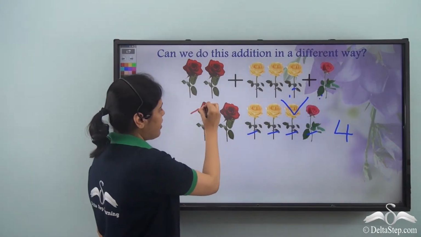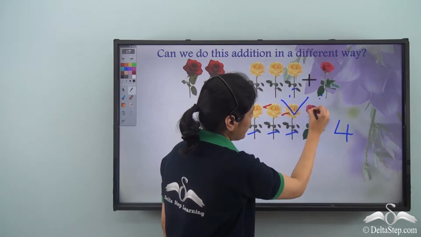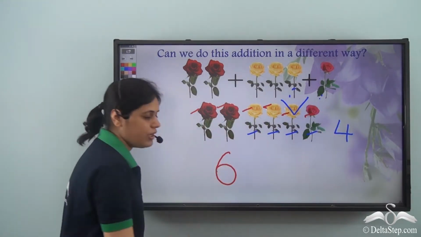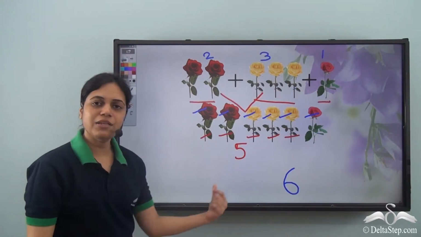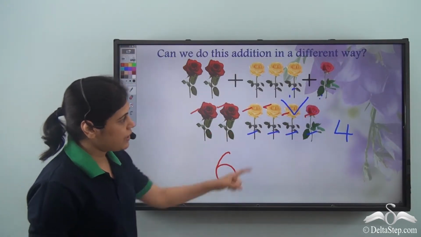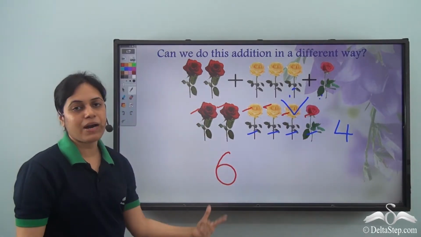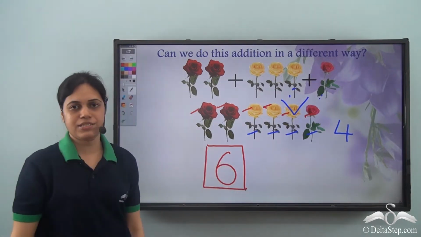So we have 1, 2, 3, 4, 5, 6. 6 roses in total, which is what we had in the previous case. So this time, even when we add it in a different way, we get the same answer, which is 6.